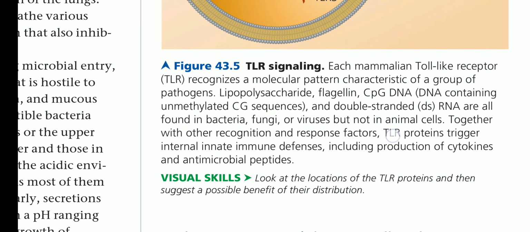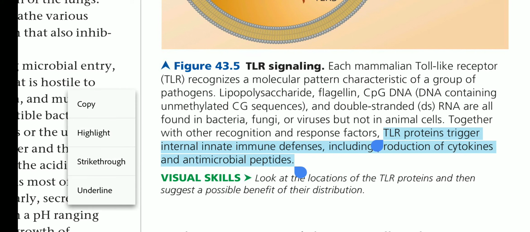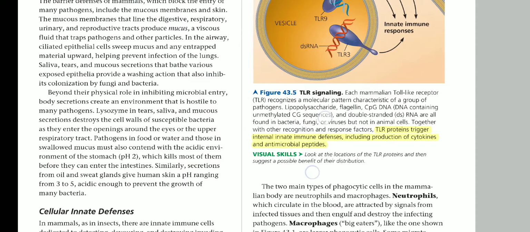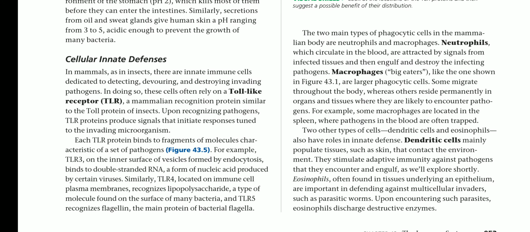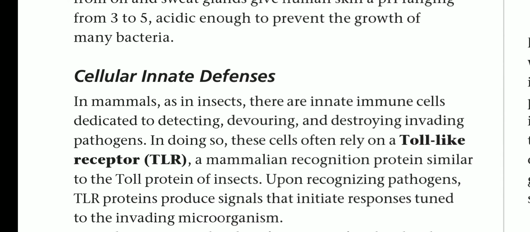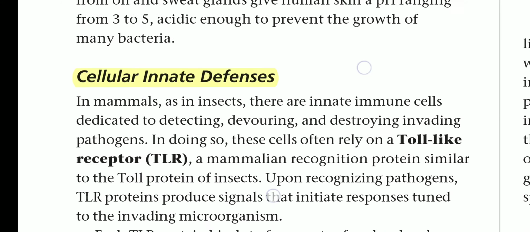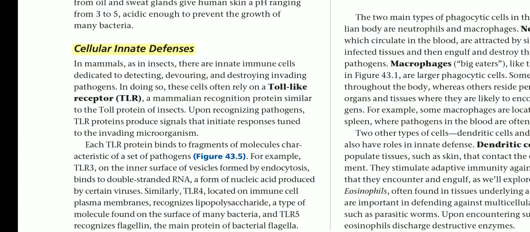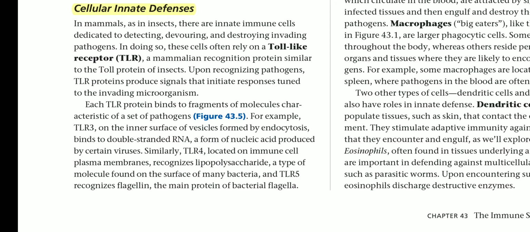This toll-like protein triggers innate immune defense, including the production of cytokines and antimicrobial peptides. That goes and fights against all those things. So, some cellular innate defense. This is the question I failed to answer. Okay, so here the mammalian toll-like receptor recognizes protein similar to the toll-like receptor in insects.